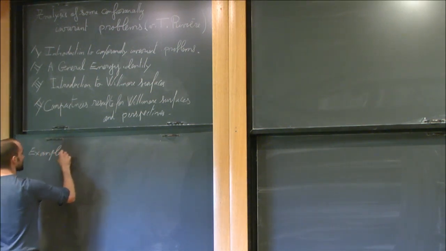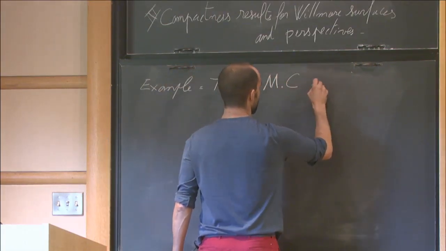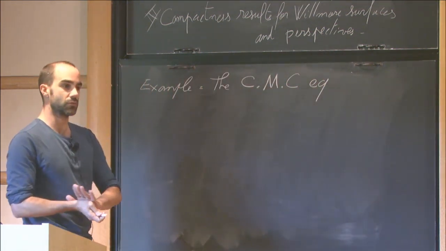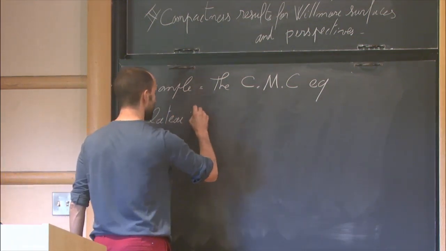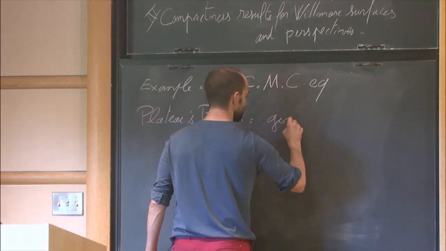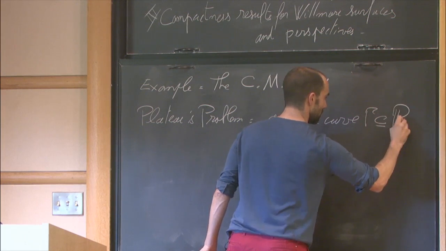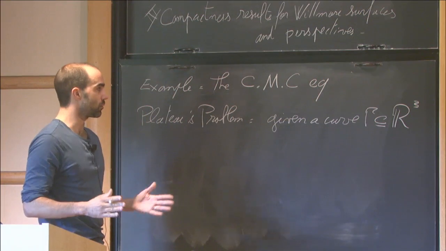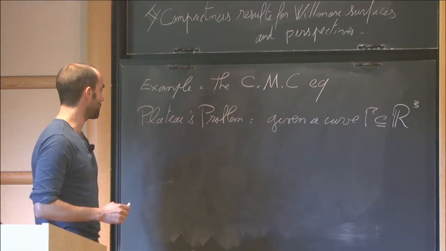Example: the CMC equation. CMC stands for constant mean curvature equation. So let's go back to the 19th century with a very classical problem, the Plateau problem. Given a curve in R3, we try to find a disk which spans this curve and whose area is minimizing.